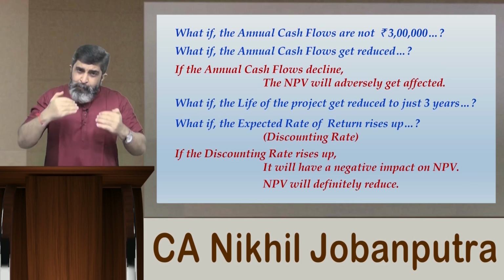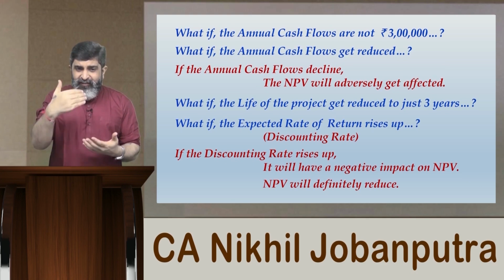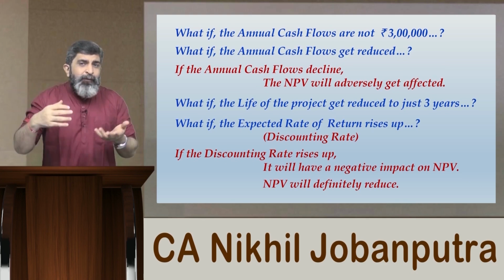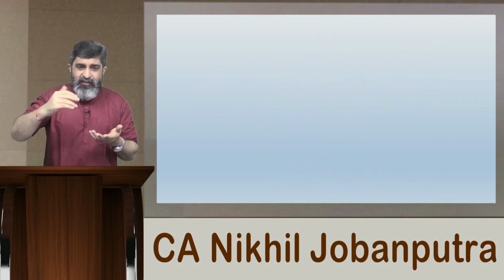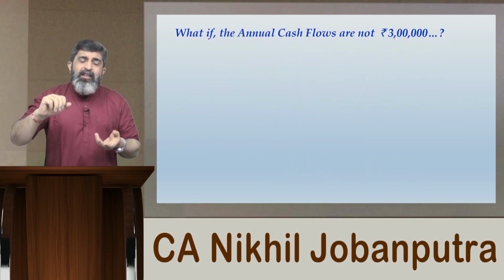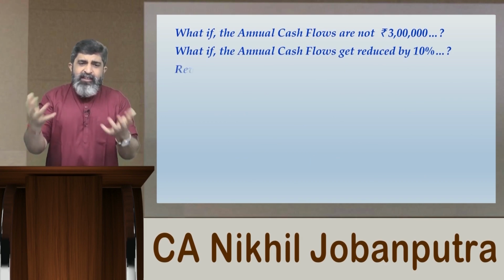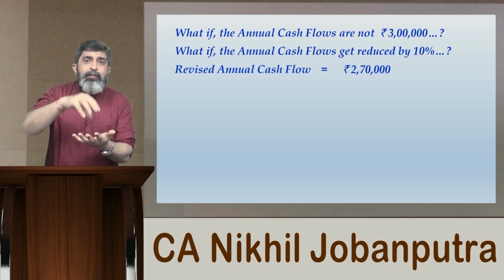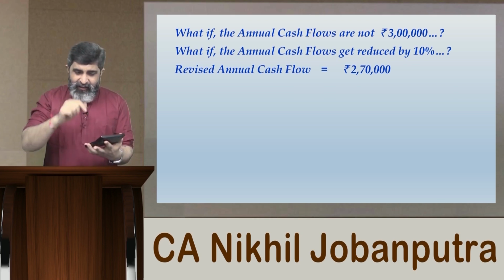For example, before putting your money in this project, you have already analyzed what if cash flows reduce by 10%. So instead of 3 lakhs every year, the cash flows will be 2,70,000 every year. And you see that even after that, the NPV is positive. Let us check in this case.